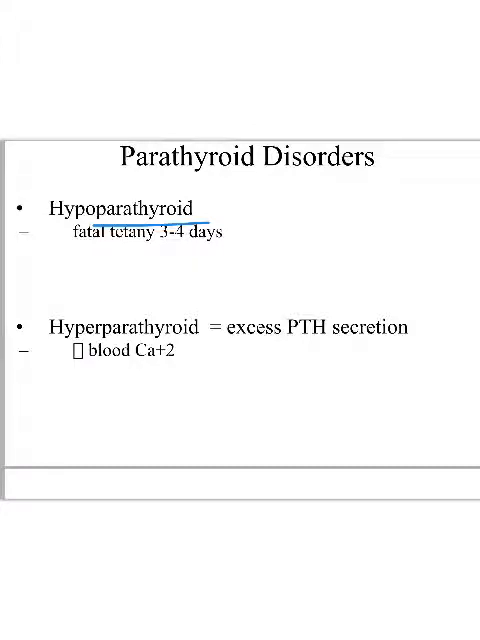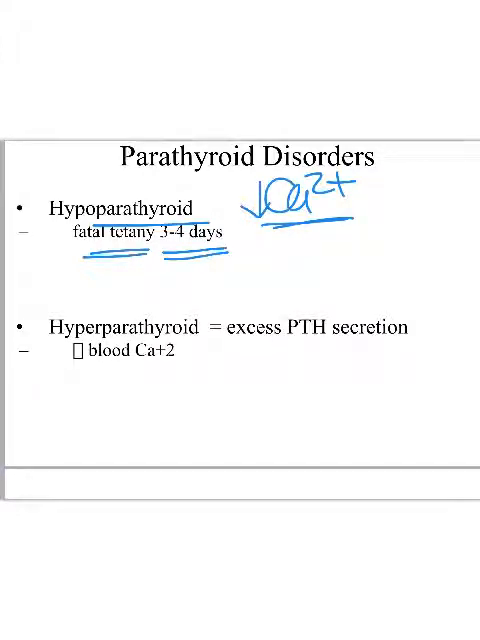Hypoparathyroid. So if you don't have any parathyroid glands, if they're not working at all, the calcium levels in your blood are going to drop drastically, and it leads to an electrolyte imbalance. If you don't have any calcium, it leads to tetanus, so your muscles contract and don't relax, and it can lead to death in 3 to 4 days.